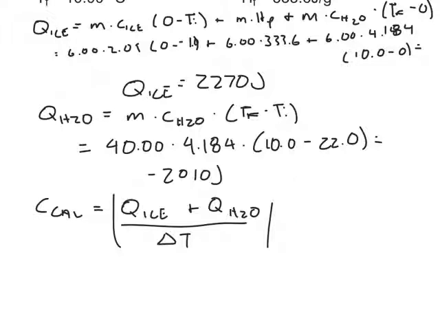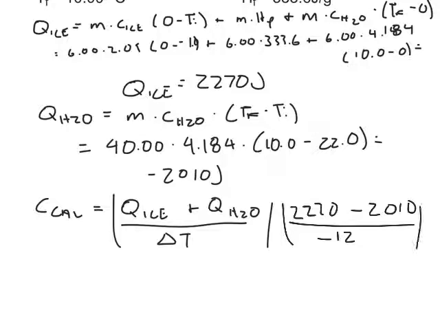switch to the pen, 2270 minus 2010 divided by a negative 12, but it's an absolute term, and so I get 21.7 joules per degree Celsius. So this means that for every degree that our calorimeter changes its temperature, it absorbs or releases 21.7 joules.